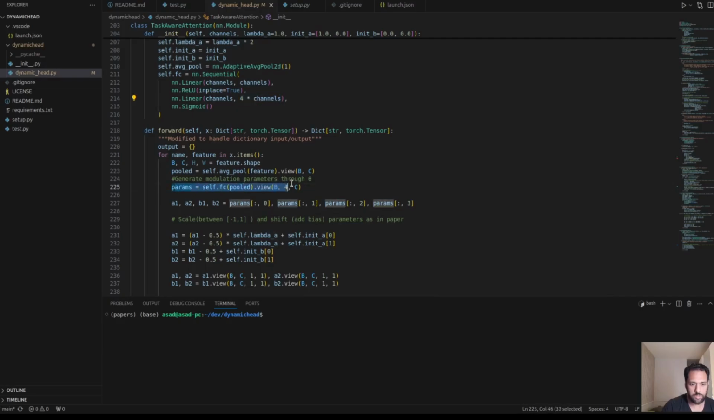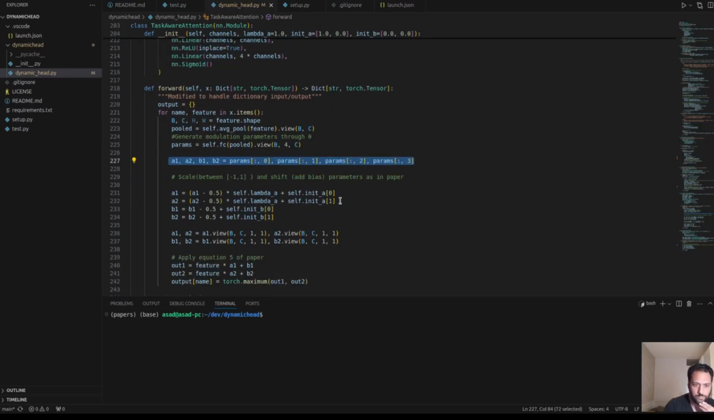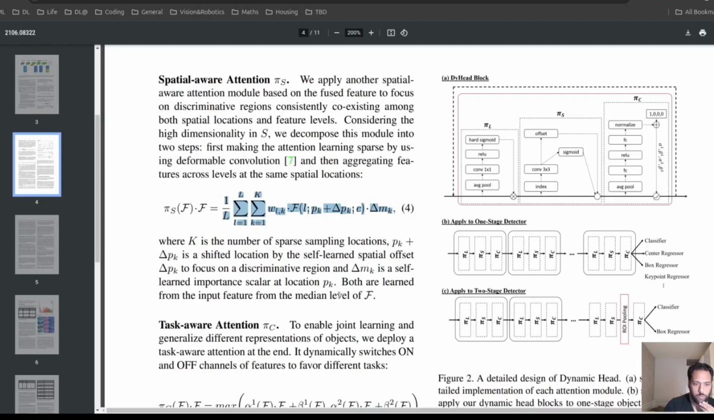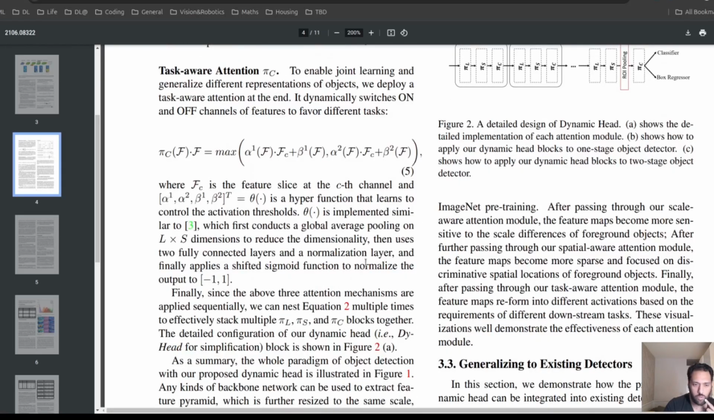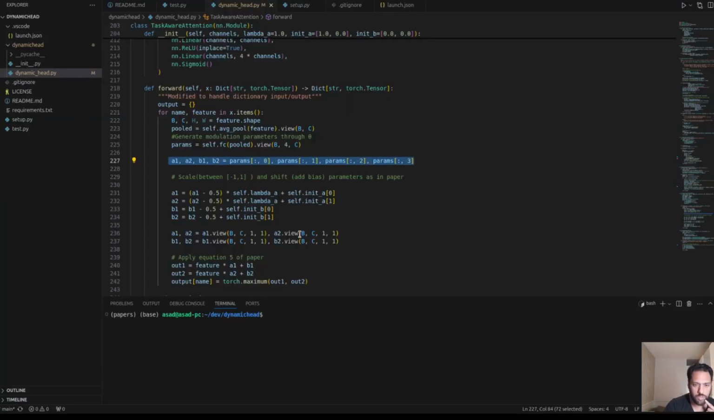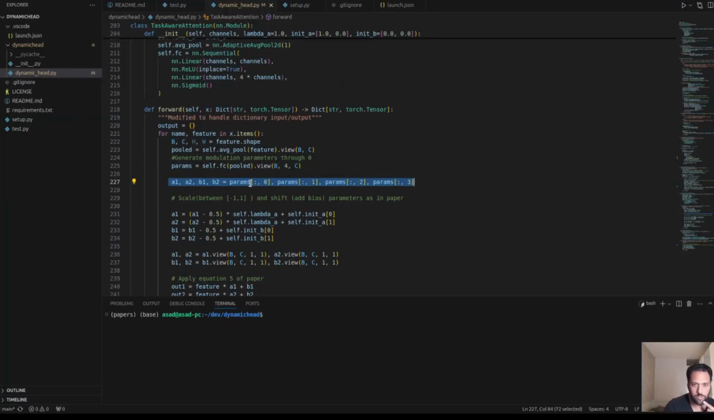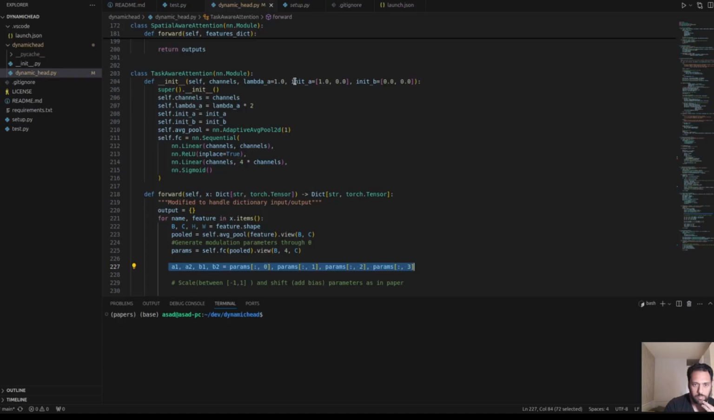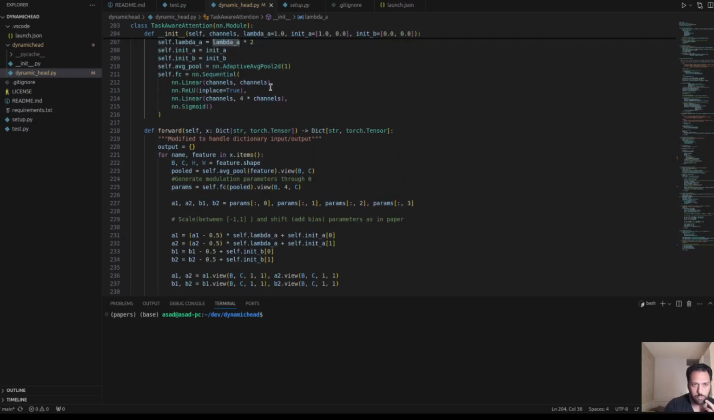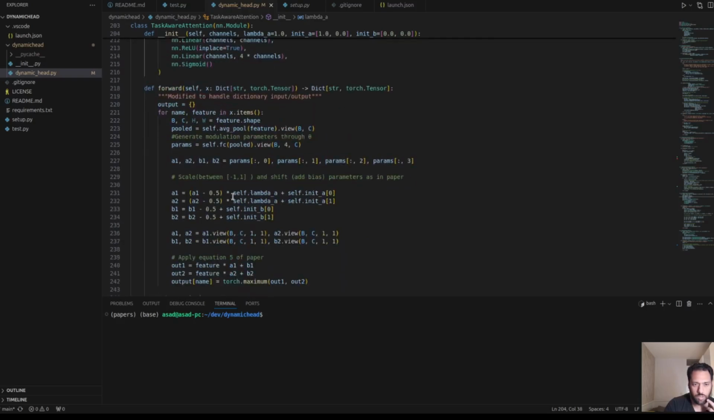Right, so parameters are initially b4c, and then we separate it out or chunk it out using just very simple indexing. Then according to the paper, we also have to normalize it between -1 and 1, and that's what we are doing here. And you can also satisfy it because the lambda is 1 and we multiply by 2. So the range of this alpha 1 will be from -1 to 1, and same for all the other parameters.